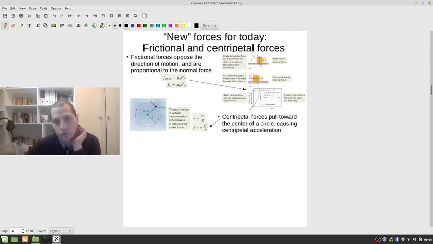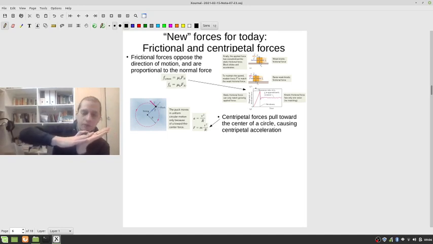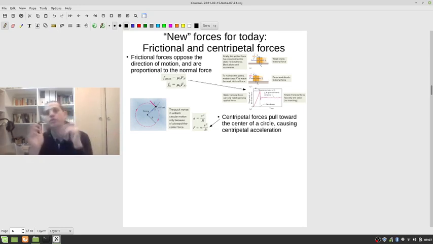So we're going to have to worry about static friction, that's the friction of objects that are not moving, and kinetic friction, that's the friction of two objects that are sliding over each other. So frictional forces are one of the things that we're going to do today. The other thing that we'll do today is centripetal forces. Now, centripetal forces are not a new type of force. They're a way that forces are being used.